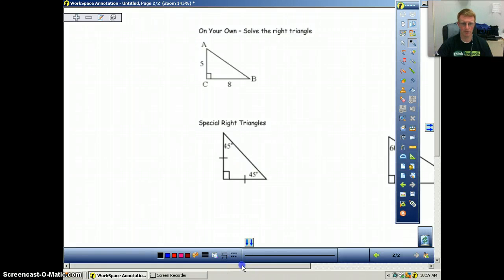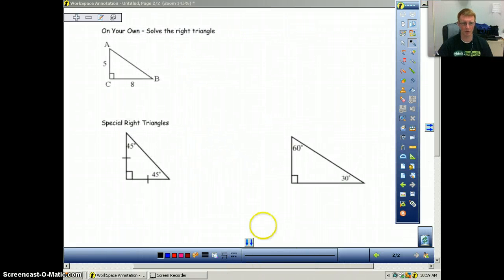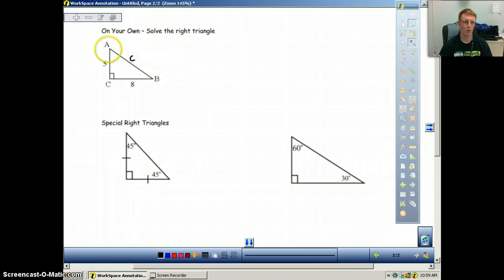Okay, and then the next part on this, I want you to do this one on your own. I want you to solve the right triangle. In other words, I want you to figure out what C is, and I want you to figure out what angle A is and what angle B is. So I want you to find all of those.